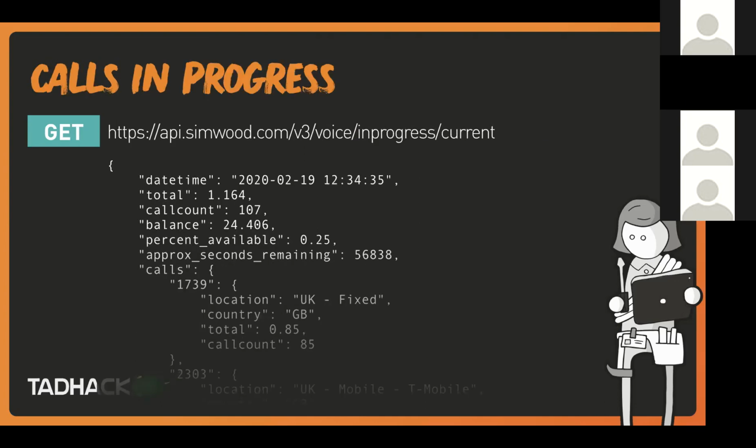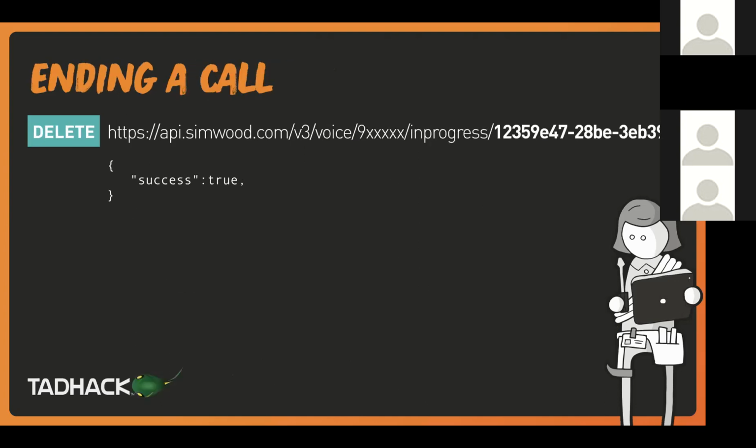Calls in progress is another example. You can even end a call in progress. So if you've got a list of calls, you can send a delete method to the API URL, and that will hang up the call.